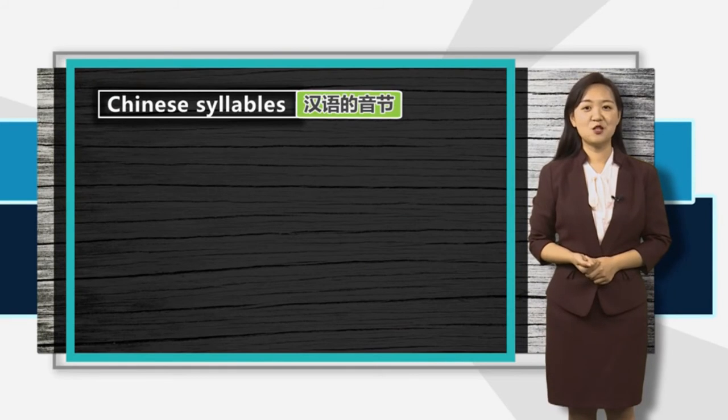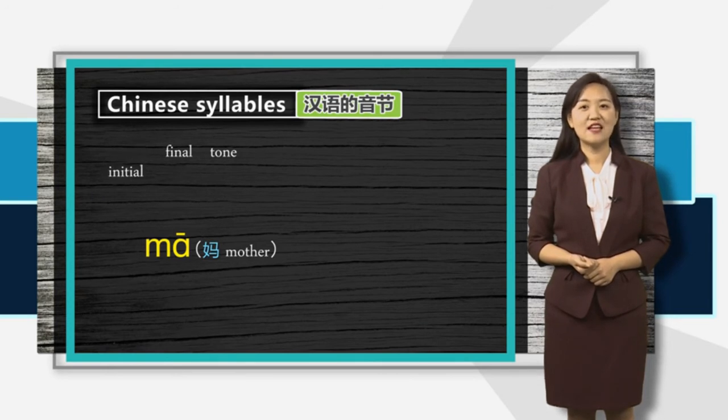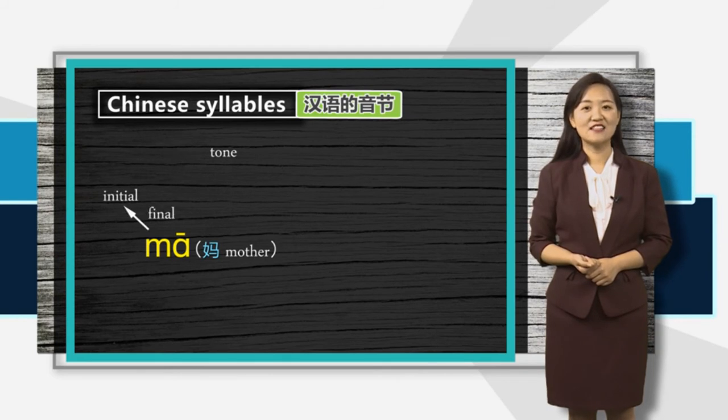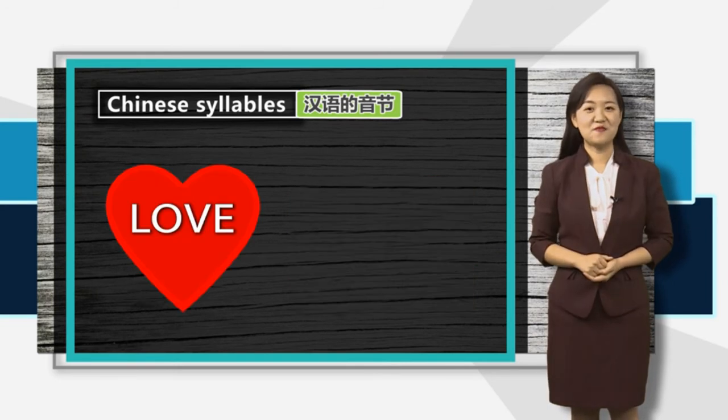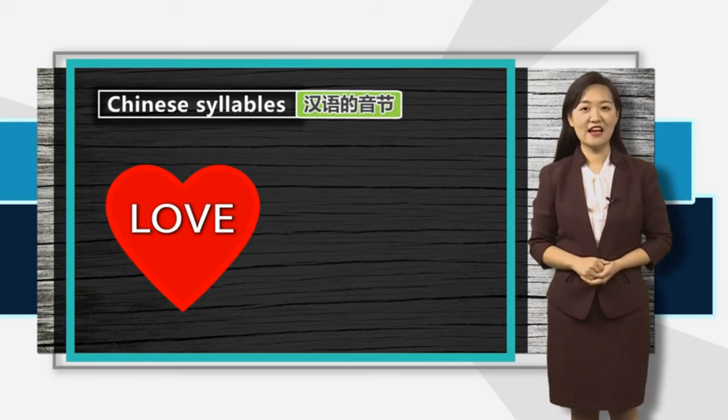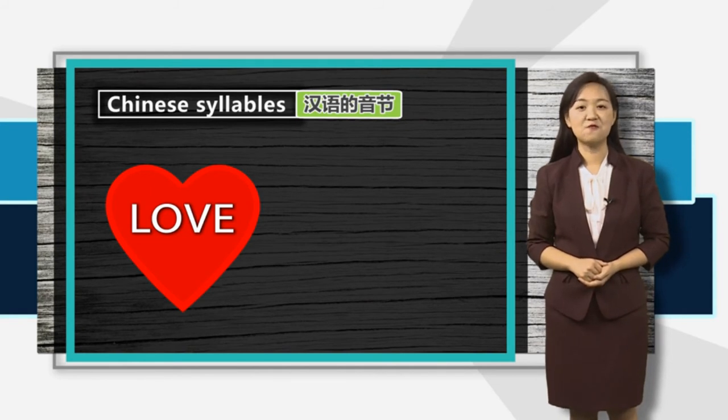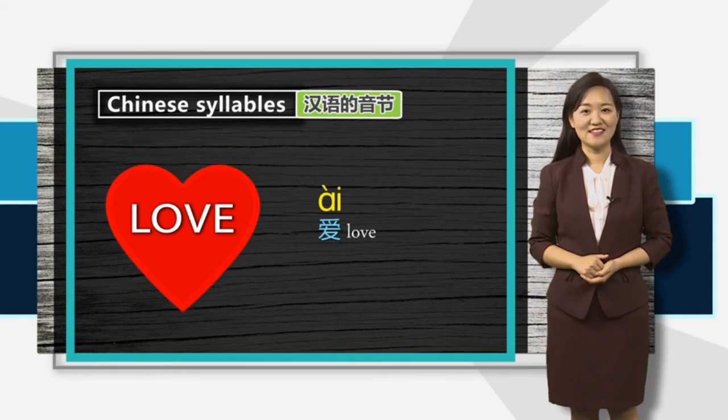A Chinese syllable is usually made up of 3 parts: an initial, a final, and a tone. For example, ma means mother. M is the initial. A is the final. And this is a first tone. So, m, a, ma. But please pay attention. A Chinese syllable can have no initial, but it must have a final. For example, ai means love. A is the final, and it is the 4th tone. So, ai.